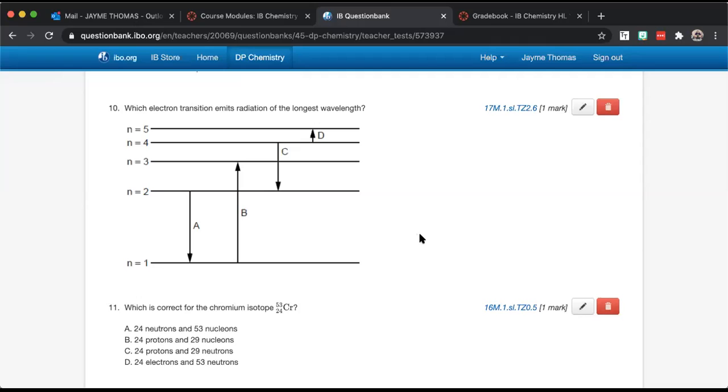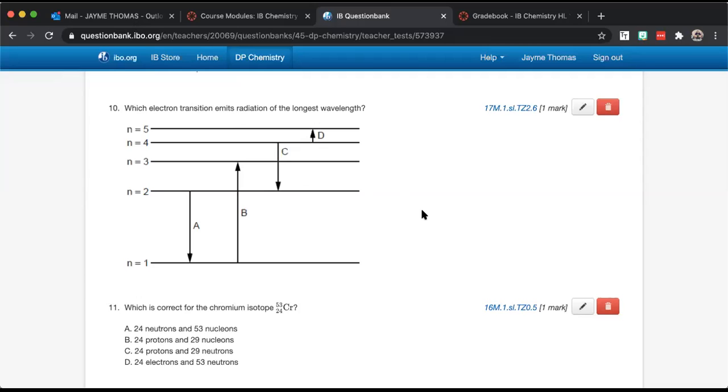So the key here is that if we just know that the question says emits, we can already eliminate B and D because they're not emitting, they're absorbing. So that's one key thing. That's why it's important that you know that the direction the arrow points is important because one's absorbing and one's emitting. So B and D should be out right away because the question's asking about emitting. That at least gets us down to A and C because they're both pointing down.